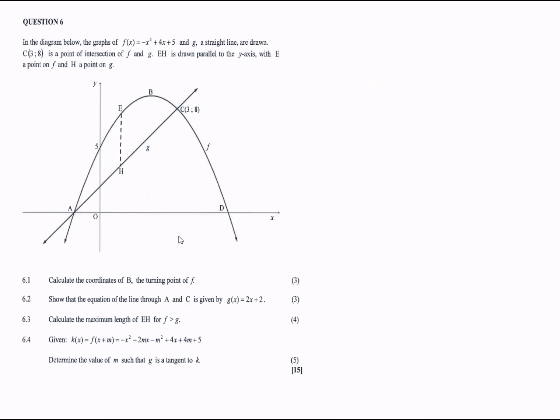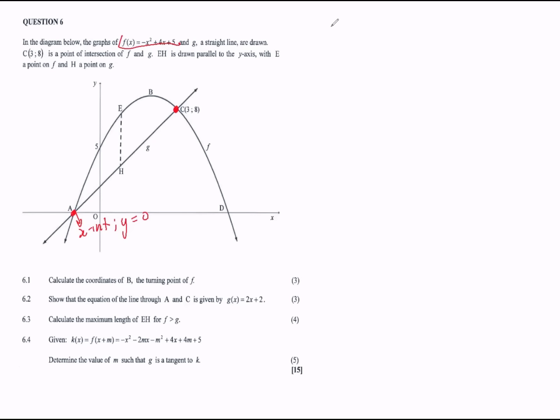Now show that the equation of the line through A and C is given by g of x equals 2x plus 2, right? So, okay, we are supposed to find the equation of the straight line AC here. So we already have the coordinates of C. That means we would have to find the coordinates of A. But then we understand that A is actually an x-intercept. So in order to find the x-intercept, we have to make y 0. But on which equation? Remember, we don't have the equation of a straight line, so we have no other choice but to use the equation of the parabola there, right?